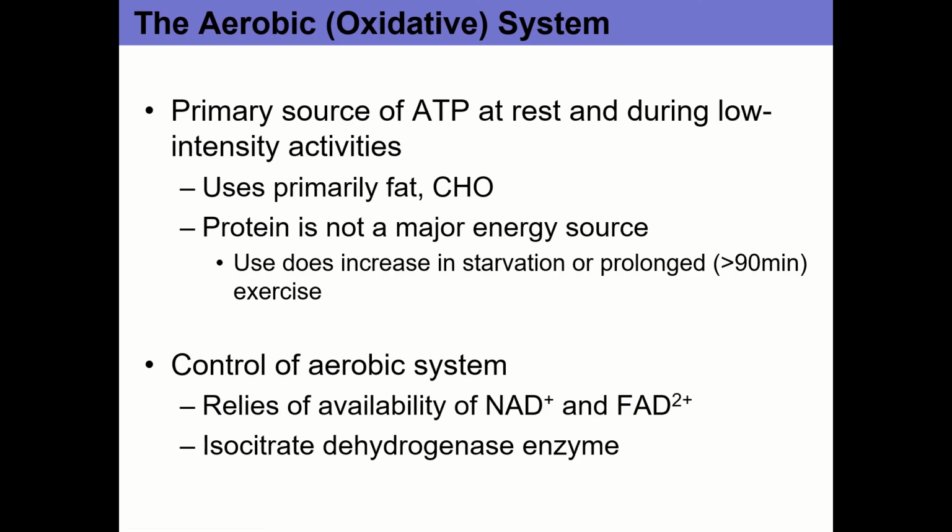All right, so on the aerobic system side, the aerobic or the oxidative system, that's our primary source of ATP at rest and during low intensity activities. The oxidative system primarily uses fat and carbohydrate. So when we're working at low intensities, we primarily use fat. When we shift to a little bit higher intensities, we're going to use carbohydrate.